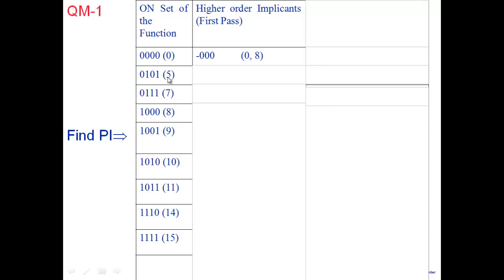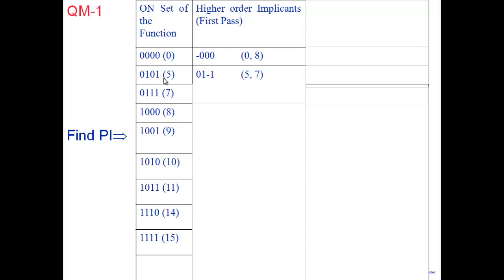Then I go to the second one. Can 5 be combined with something? 5 can be combined with 7. So note that when I combine, the bit which differs gets eliminated. So I get 0, 1 and 1 here. And I've combined 5 and 7. I note it down, right? And then 5 and anything else?